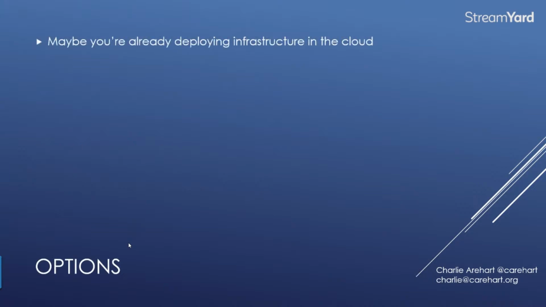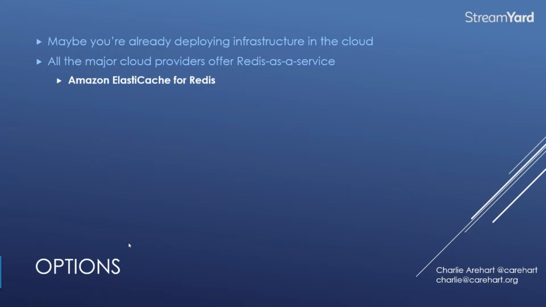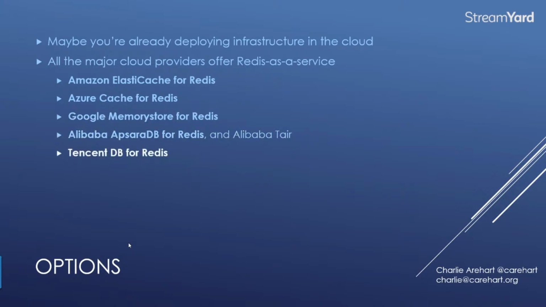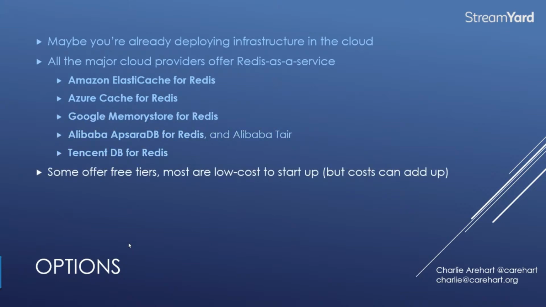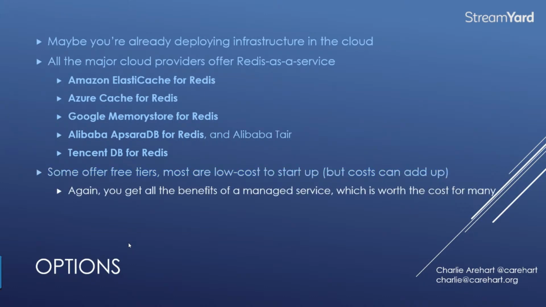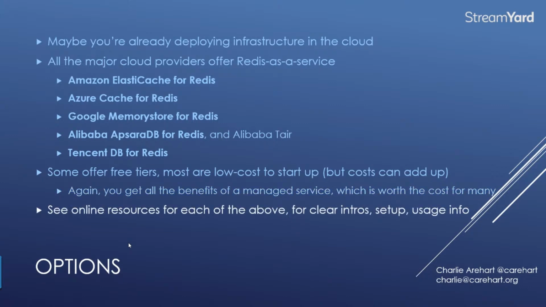Now, if you do have a cloud platform, you might be deploying already in some infrastructure like GCP or AWS. All the major cloud providers do also offer Redis as a service. There's Amazon's ElastiCache for Redis, Azure's Cache for Redis, Google's Memorystore for Redis, okay? And then if you use Alibaba or Tencent, there are others out there. Some of them offer free tiers, some offer low cost to start, and costs can rise. Again, you get the benefits of a managed service, which might be worth the cost for you. So just see the online resources for each of those. They offer clear intros and setup and usage info. I knew I wouldn't have time to get into any of those.